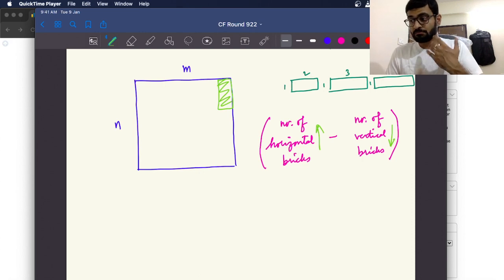Sometimes in the question, there are some constraints due to which you have to take some vertical bricks. You don't have any choice. Over here, without vertical bricks, can I finish the thing? Without vertical bricks, can I finish it? I'll go back to the question.